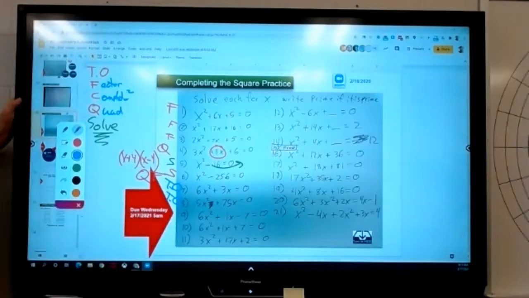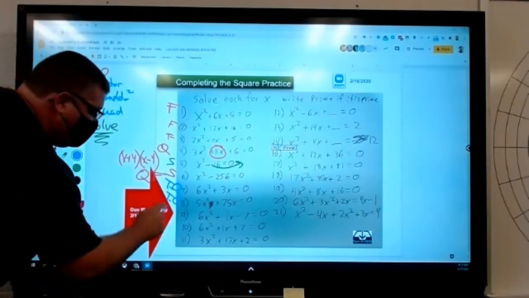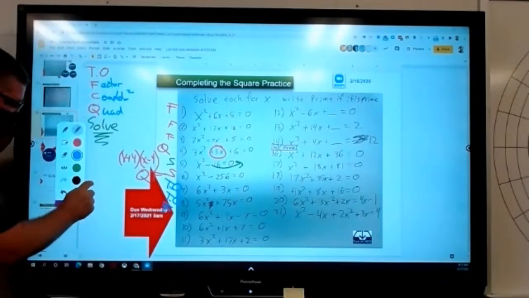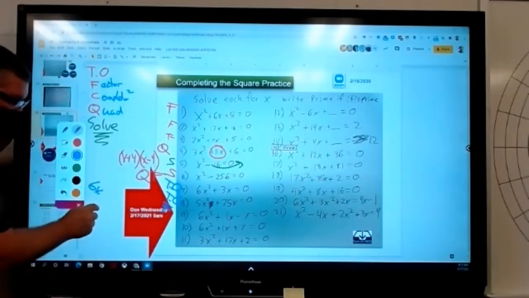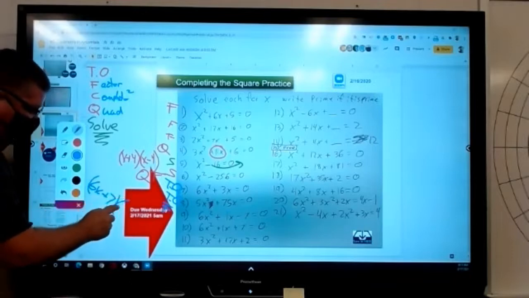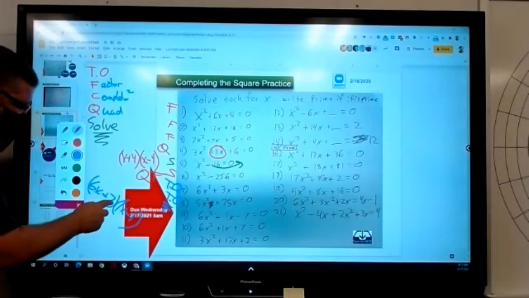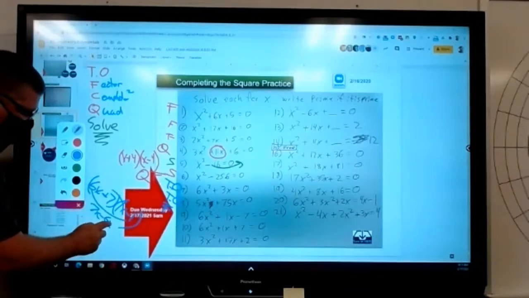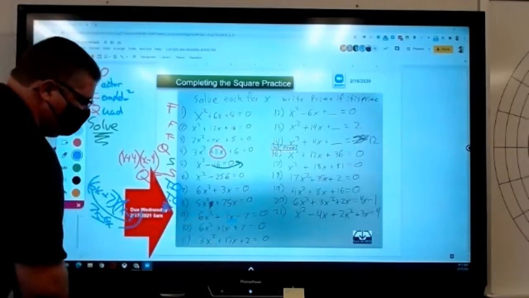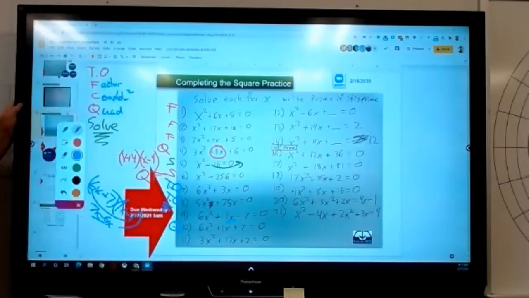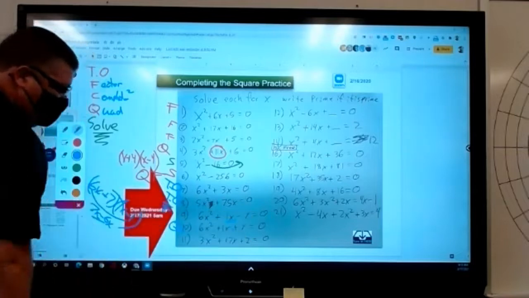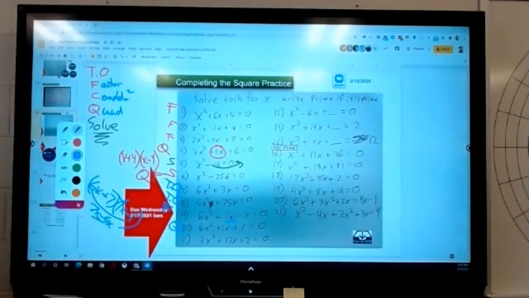Who has number 9? What do you think? Factors? Yes. This one you can totally factor because I got 6x plus 7, 1x minus 1, and those are going to cross out, and I get 7x minus 6x, and it makes 1x in the middle. Works out really nicely. But just like we learned for number 10, same numbers, but the different sign means I have to use the quadratic on that guy.